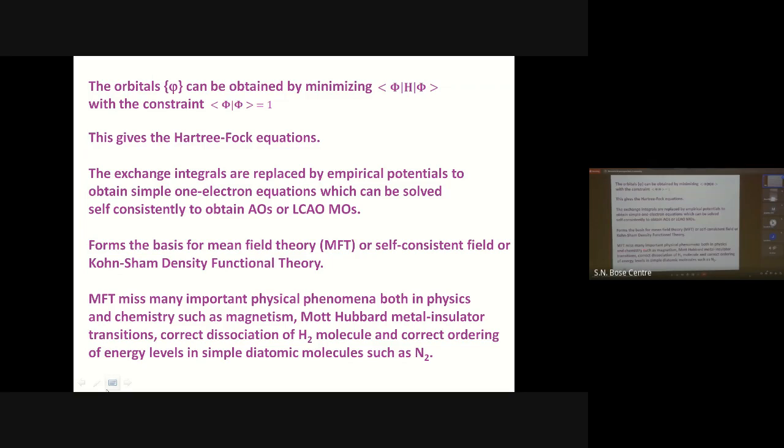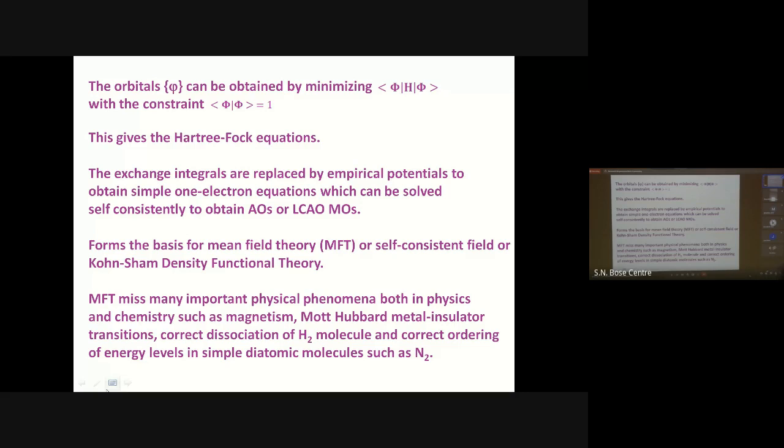Mean field theory misses many important physical phenomena, both in physics and chemistry. For example, it misses magnetism, it misses Mott-Hubbard metal-insulator transitions, and in molecules, you can show that it cannot give you the correct dissociation of the hydrogen molecule. The simplest molecule you can think of is a hydrogen molecule. It does not dissociate correctly. The potential energy surface for dissociation is incorrect. And it also gives the wrong ordering of excited states. For example, in the case of nitrogen, the lowest energy excited state is actually not the pi, but the sigma.